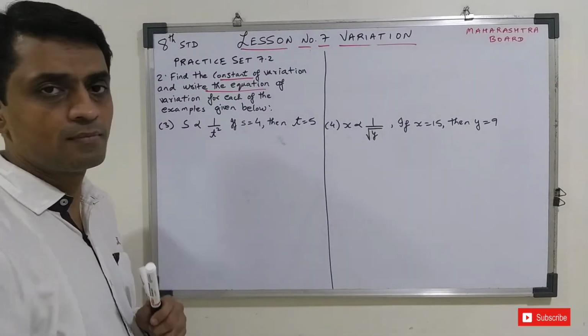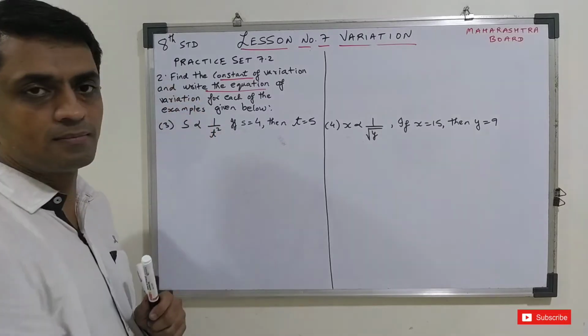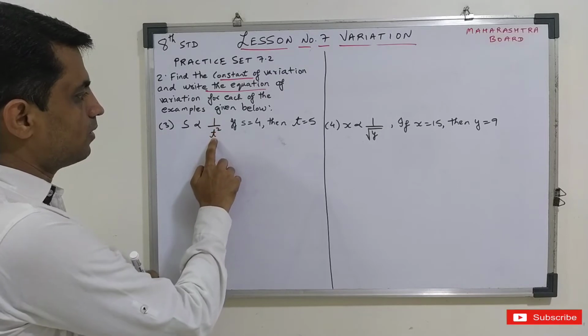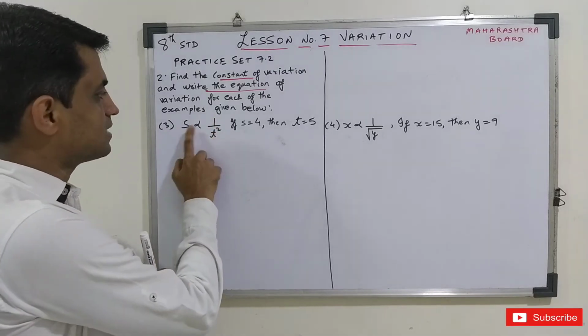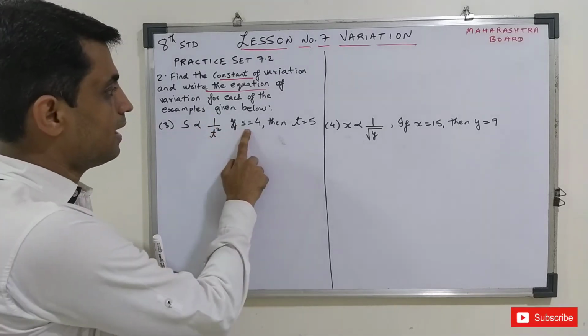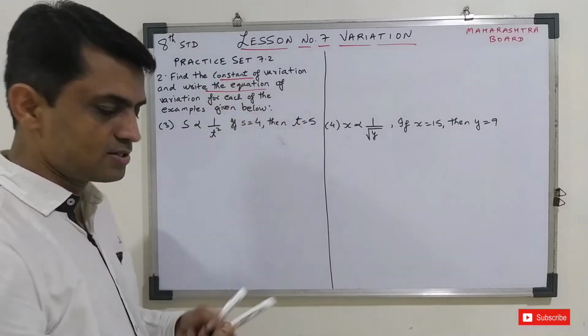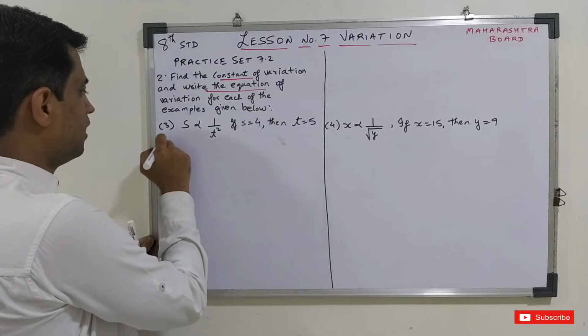Third sum. S is inversely proportional to t square. If S is 4, then t is 5. Again you have to find the constant and the equation. Now let us solve.